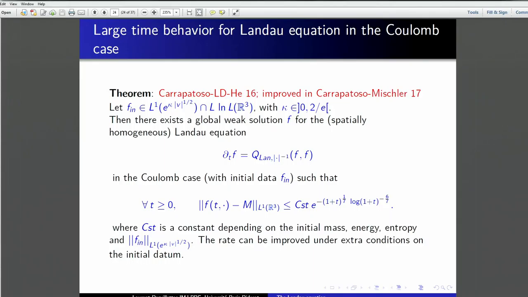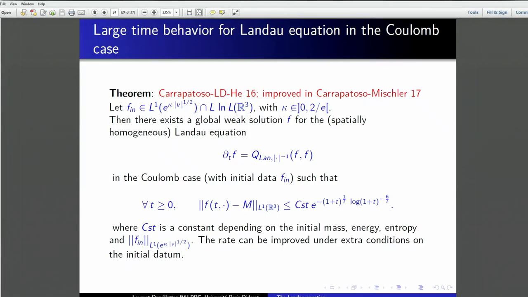And it's possible to show the following large time behavior estimate: F converges towards the centered normalized Gaussian in L1 with a rate which is not exponential, but still not far from being exponential, in the sense that you have here exponential to the minus t to some power. The power here is 1 over 7, and there is a small logarithmic correction that you can forget. Moreover, the constant here can be completely computed if you know well the initial datum, for example, if you know this L1 norm in a good weighted space. And the rate can be improved if you suppose some more things on the initial datum. This is a contribution of Carapatoso and Mischler in this theorem.